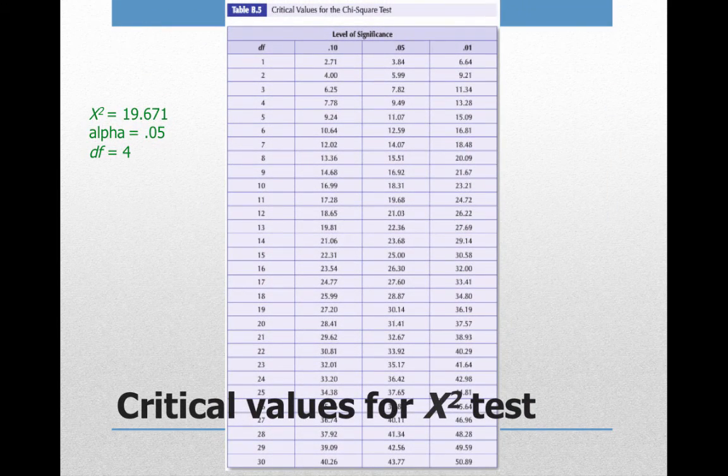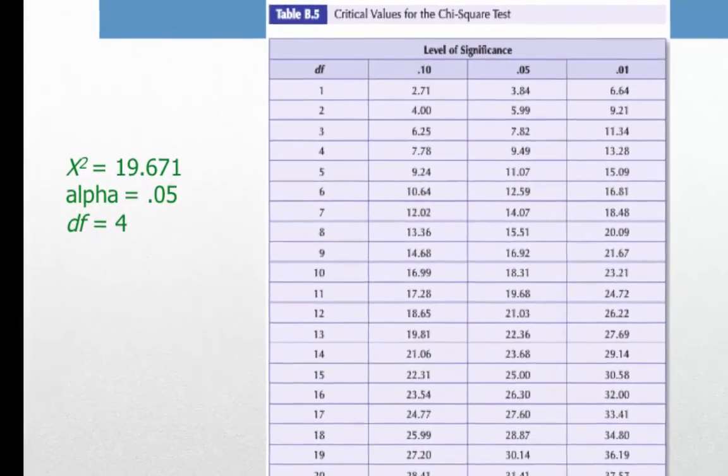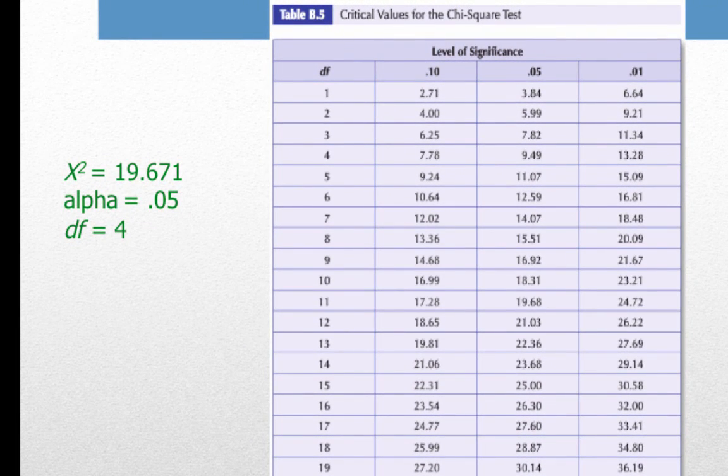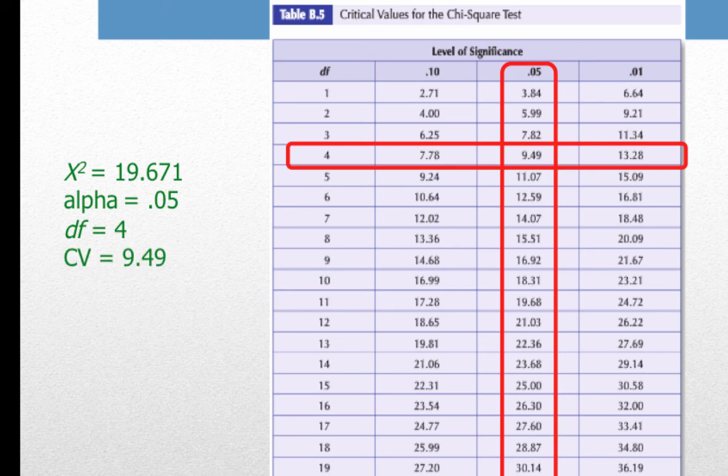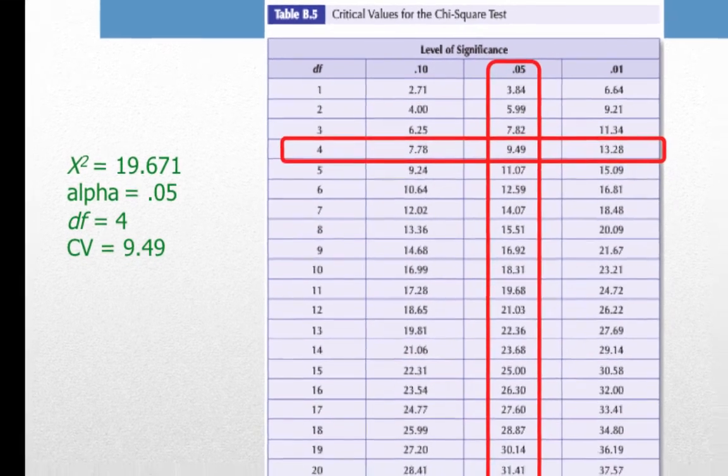So we have our chi-square test statistic, 19.671. We have our second tool of alpha equal to 0.05, and we have our degrees of freedom equal to 4. So, like we see in our table, we have level of significance, 0.1, 0.05, and 0.01. So we know that our alpha level is set at 0.05, so we're going to look down this column. And we've calculated our degrees of freedom is equal to 4, so we're looking at this row, which gives us a critical value equal to 9.49. Pretty straightforward.